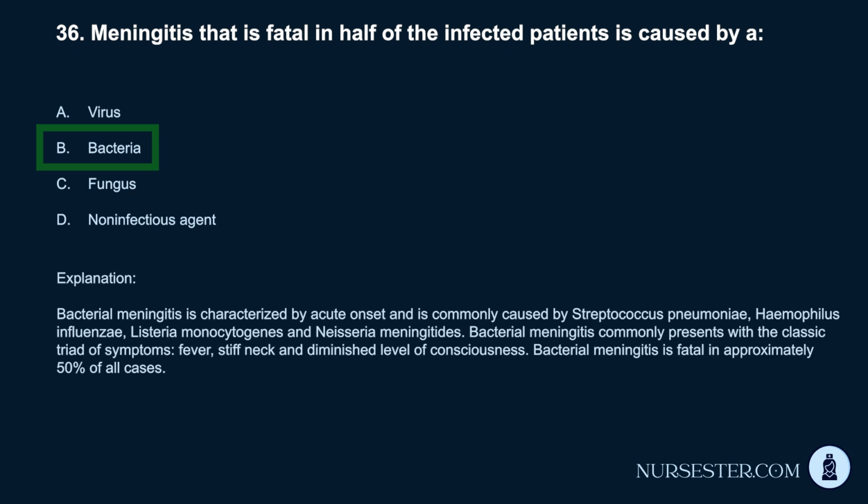Bacteria. Bacterial meningitis is characterized by acute onset and is commonly caused by Streptococcus pneumoniae, Haemophilus influenzae, Listeria monocytogenes, and Neisseria meningitidis. Bacterial meningitis commonly presents with the classic triad of symptoms: fever, stiff neck, and diminished level of consciousness. Bacterial meningitis is fatal in approximately 50% of all cases.